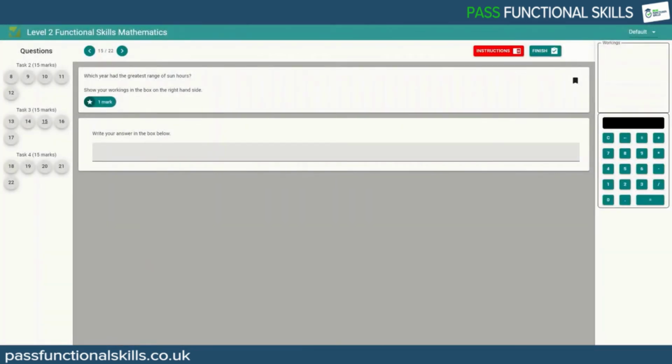Question 15 continues on from the previous question. So here it asks which year had the greatest range of sun hours. So range is simply the maximum value of the set of numbers minus the minimum value. And if you just rewind for 30 seconds or so and take a look at the values given in the table, you'll see that for 2016 the range is equal to the maximum value, which for 2016 is 206, then subtract the minimum value, which is 21, so the range is 185 for 2016.